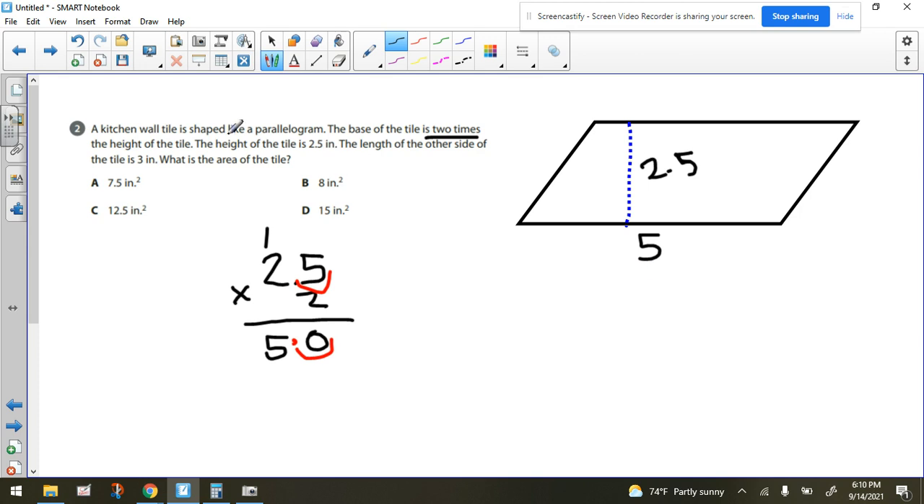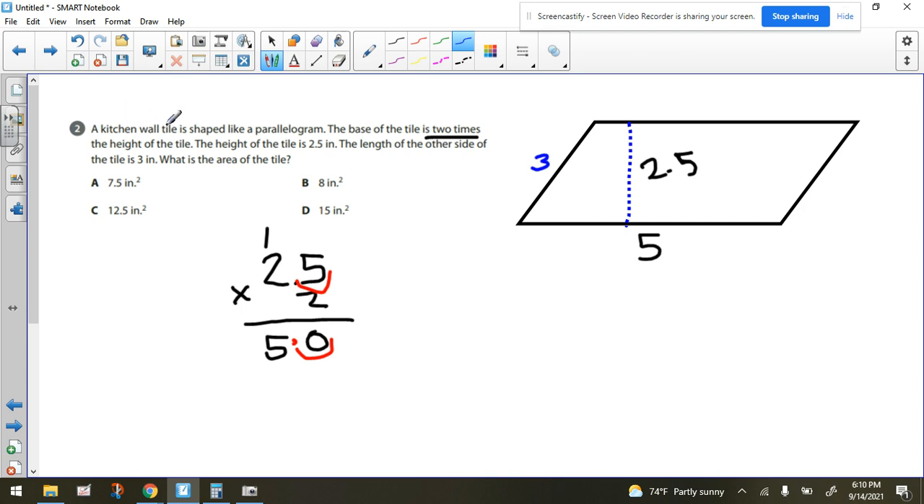All right, now let's keep reading. Let's read the problem again. A lot of times you have to read these problems at least sometimes 3 or 4 times. It says the length of the other side of the tile is 3. What is the area of the tile? So when they say other side, that probably means this right here. But I do agree that that's a little bit ambiguous, the way they word that. So let's read it again to make sure that we're interpreting it correctly.